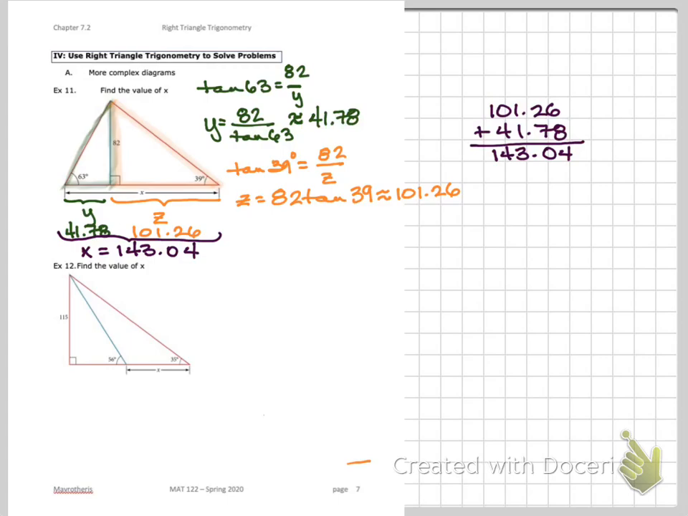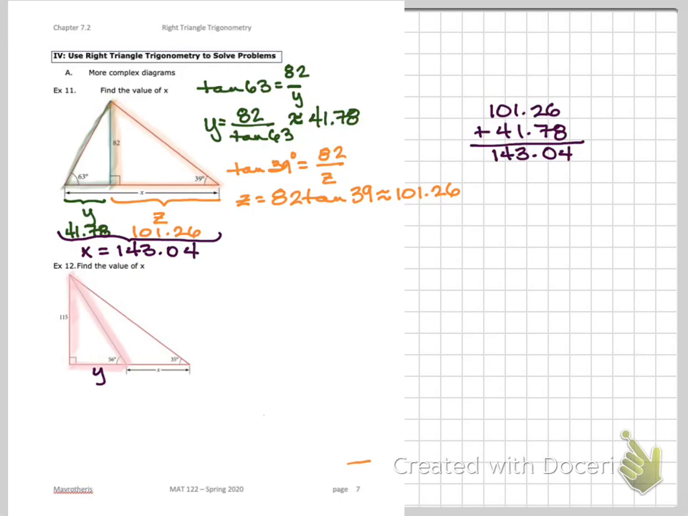Okay, we got example 12. We've got to find the value of x. Again, we kind of have the same situation. I've got two different triangles. One is embedded in the other one. So we're going to go ahead and start with this little triangle on the inside. Again, I am going to go ahead and name that side Y, just so I can keep track of what I've got going on.